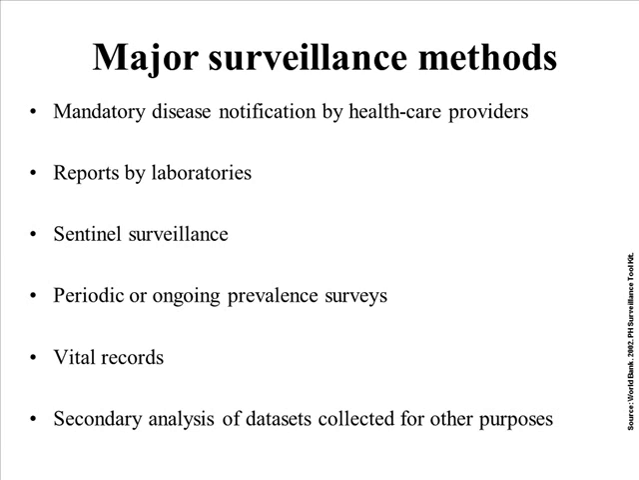Slide 6. You can remember different types of major surveillance methods. We can implement mandatory disease notification by healthcare providers. It requires immediate public health response. It is recognizable solely by providers.